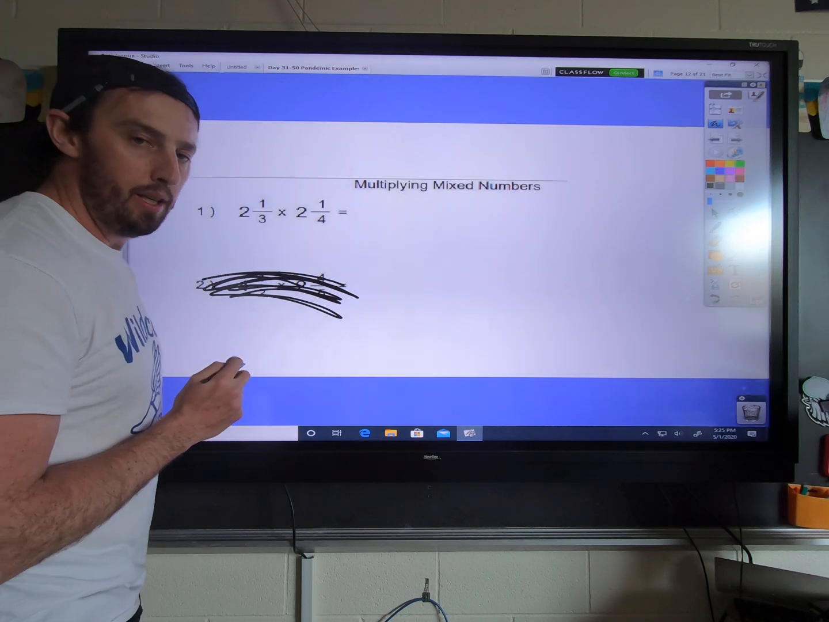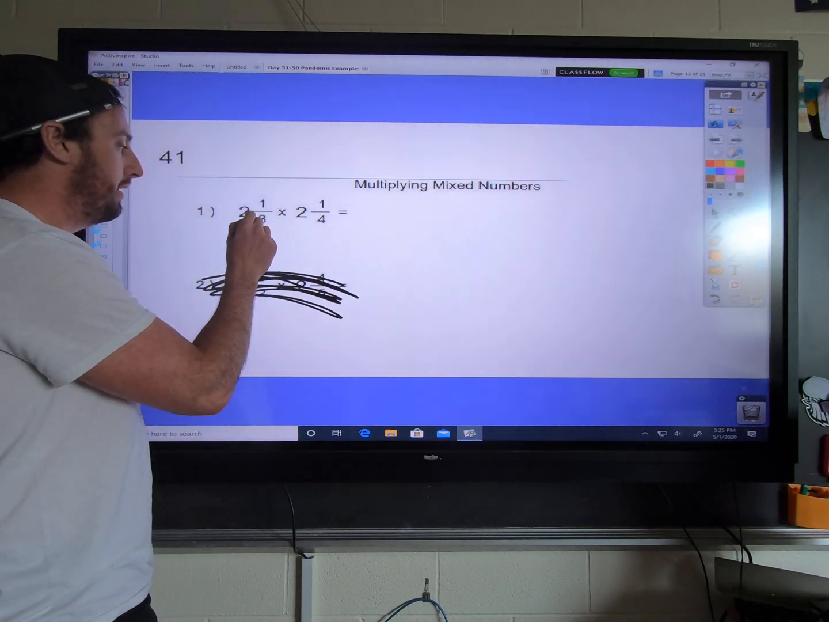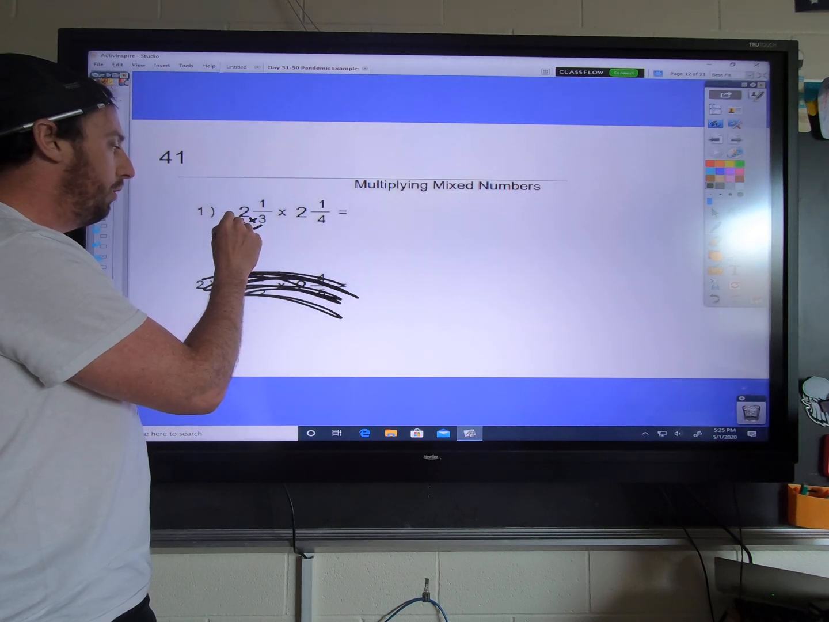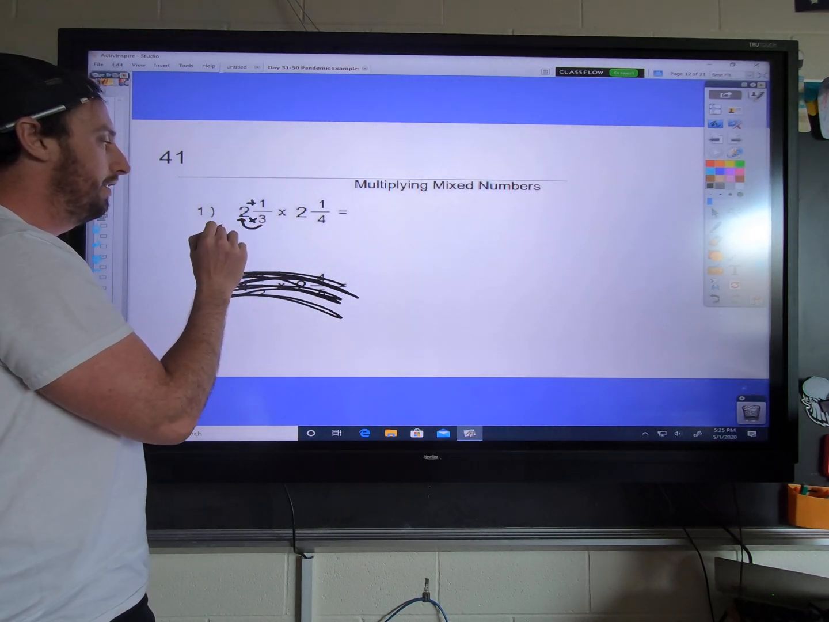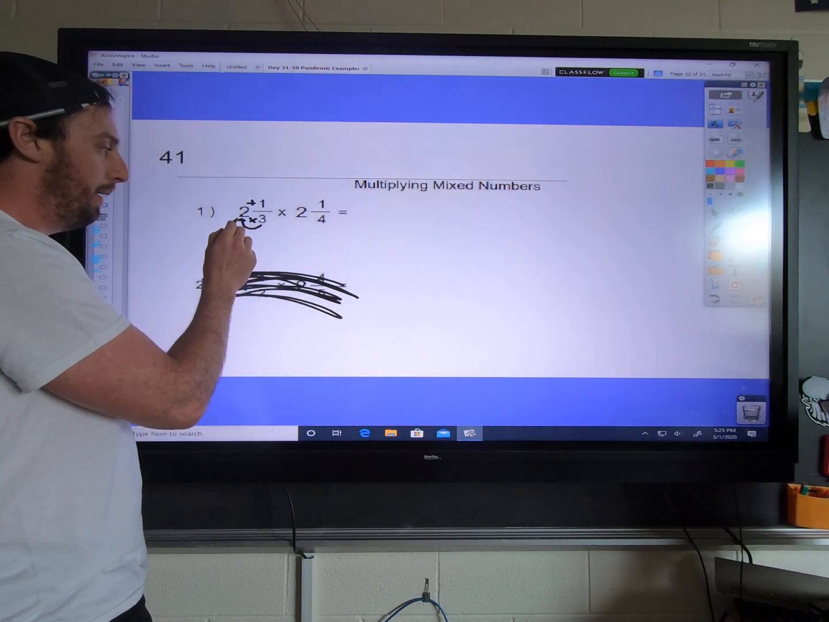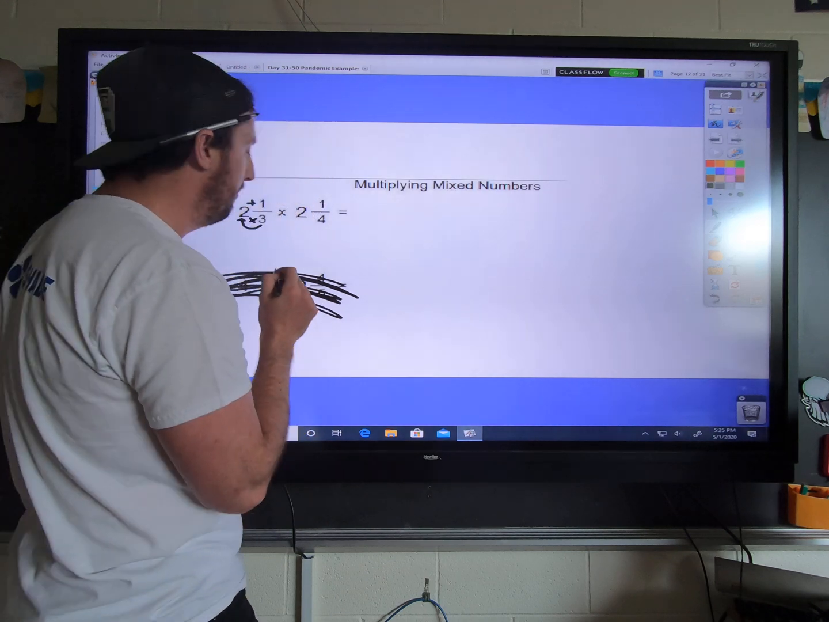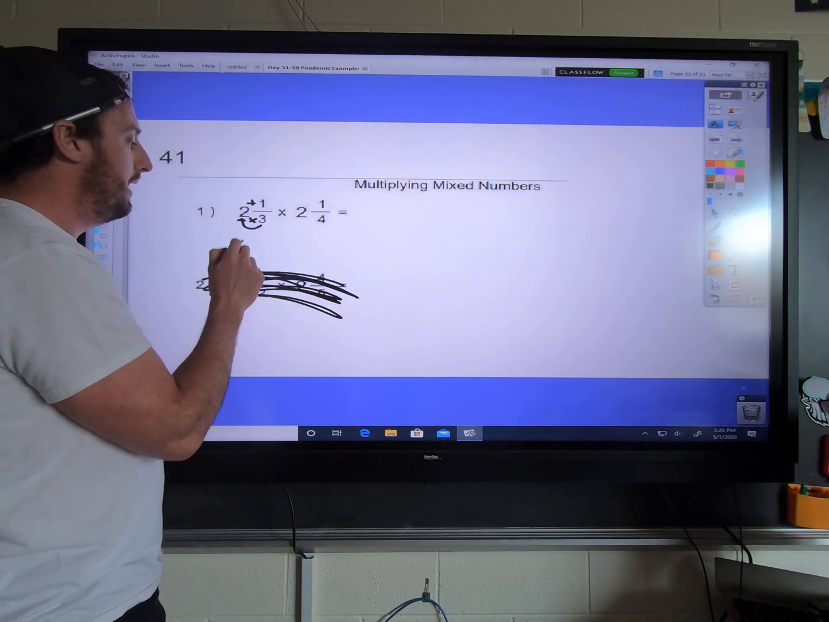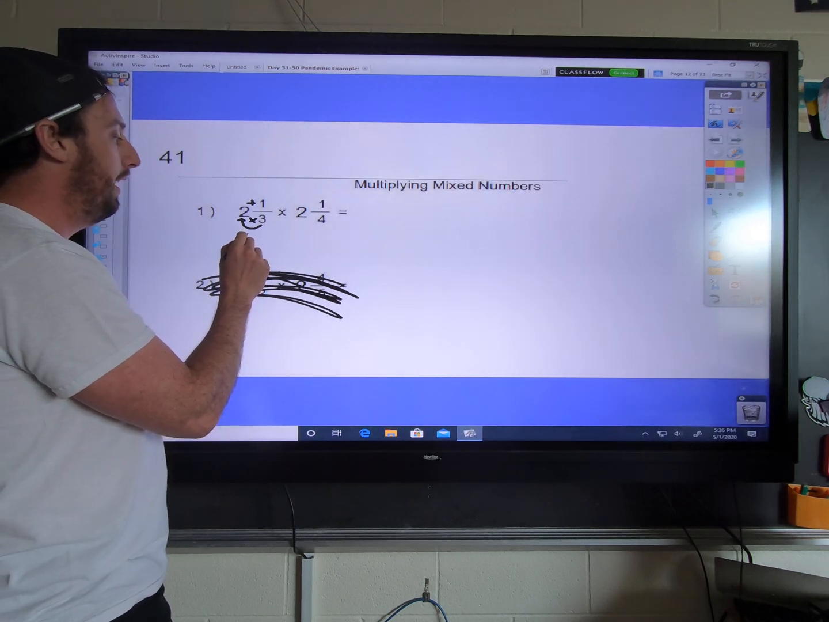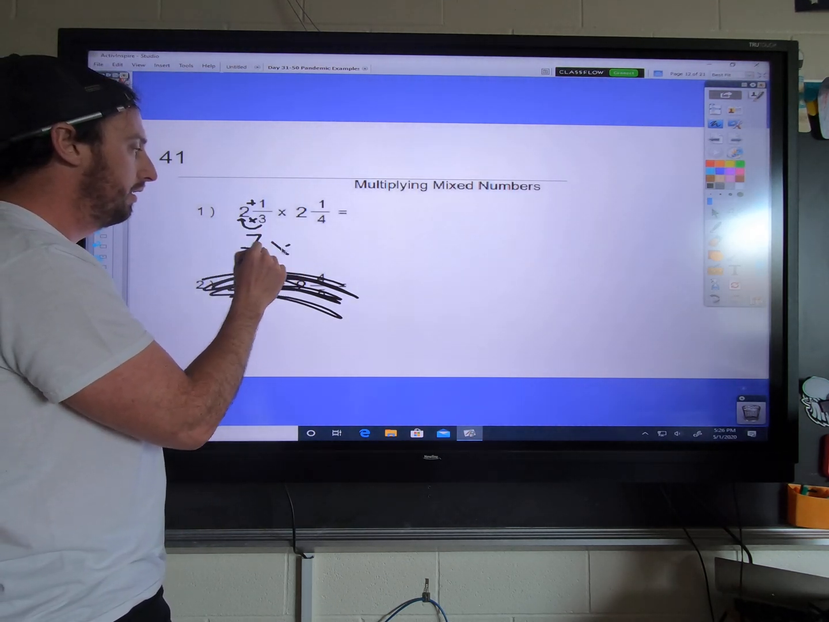Remember, how do we convert a mixed number into an improper fraction? We have to multiply the denominator times the whole number, and then add to the numerator. So 2 times 3, you really have to follow along, and please rewind the YouTube video if need be. 2 times 3 is 6. 6 plus 1 is 7. And you're keeping the original denominator of 3.